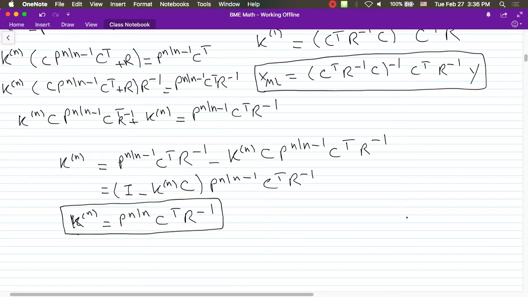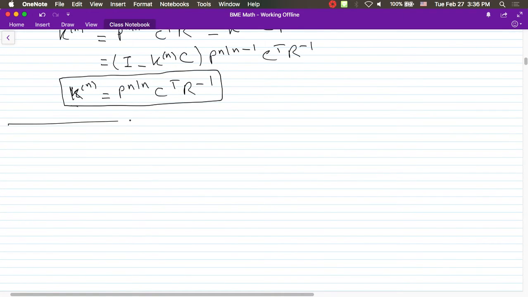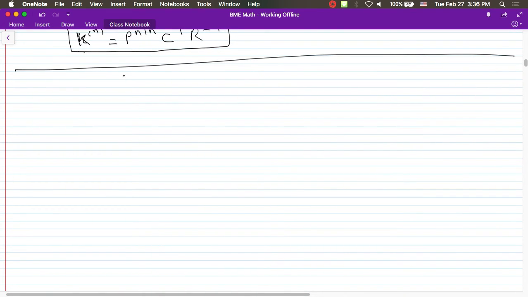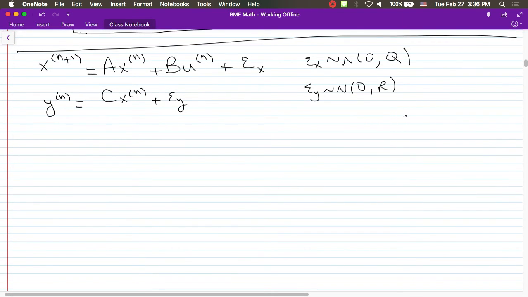Okay, so let's write the equations now for a more general system. Suppose we have a system that looks like this. We have dynamics where we have some state x that is changing from trial to trial based on some input u, and we have some noise epsilon x, and epsilon x is normally distributed with mean 0 and variance Q. We make a measurement y that depends on this hidden state x, and it's also corrupted with some noise epsilon y, and epsilon y is mean 0 and variance R. So I want to estimate x. x is the vector that we're trying to estimate. y is the measurement that we're making.